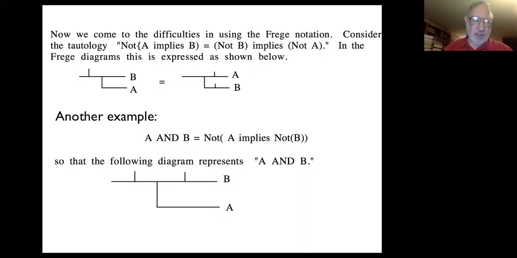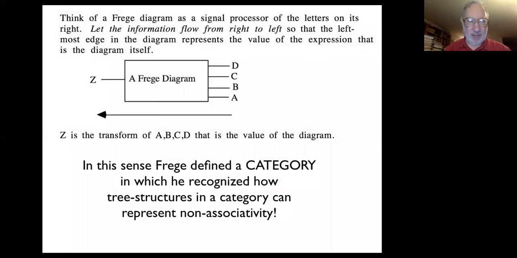All of this reminds you of what you do with circuitry, but that came later. Quite a bit later, after Shannon, whom I'm not mentioning here, and relations of Boolean algebra with switching circuits, and then later with things that are like this. But Frege had what essentially is an information flow diagram, something like a circuit diagram where the information is flowing from right to left, as you see.